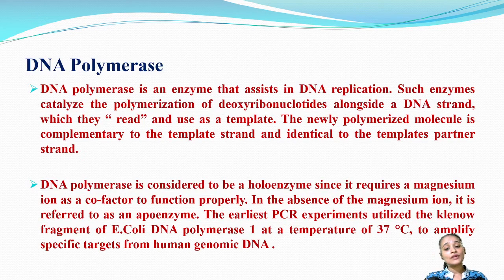DNA polymerase is considered a holoenzyme since it requires a magnesium ion as a cofactor to function properly. In the absence of magnesium ion, it is referred to as an apoenzyme. In the earliest PCR experiment, they utilized the Klenow fragment of Escherichia coli DNA polymerase I at a temperature of 37 degrees Celsius to amplify specific targets from human genomic DNA.